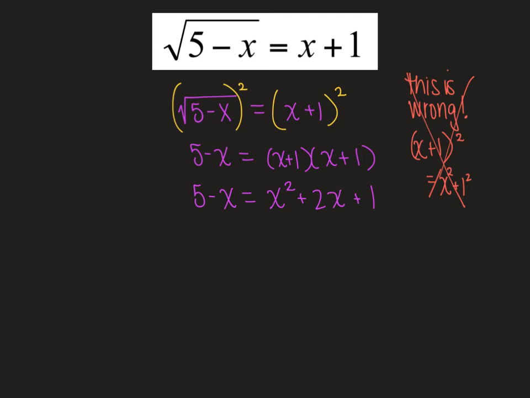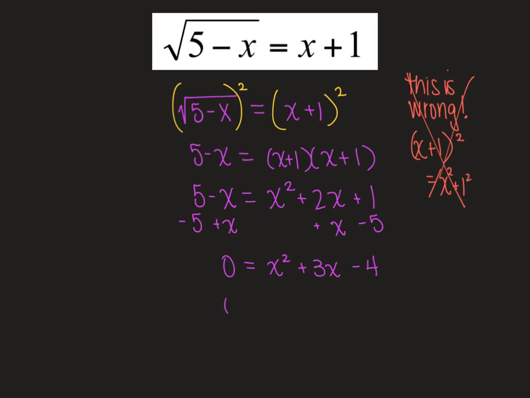Now we need to solve this. So since this is a quadratic now, we need everything on one side. So we're going to add x. I'm going to put it underneath of its like term. We're also going to subtract 5, also putting that underneath of its like term. So I end up with 0 equals x squared plus 3x minus 4.